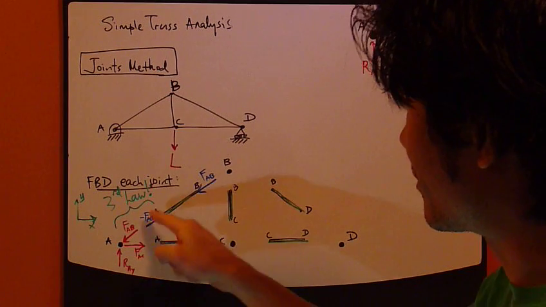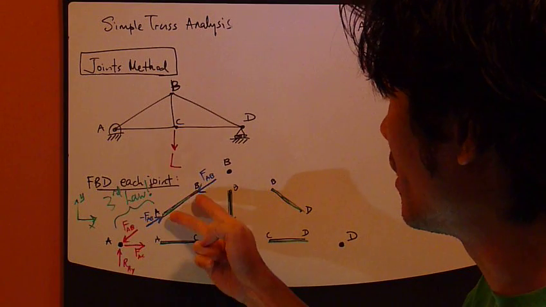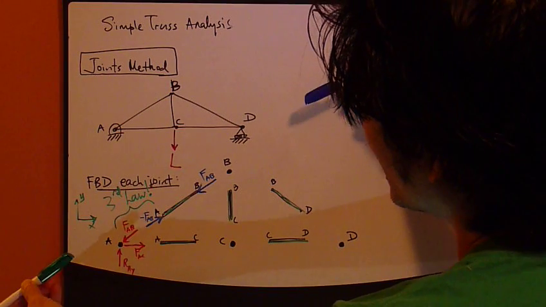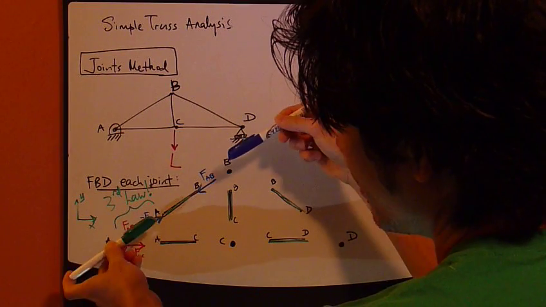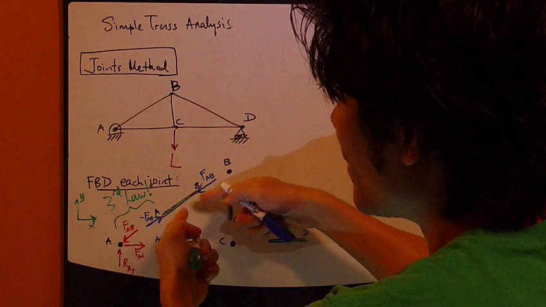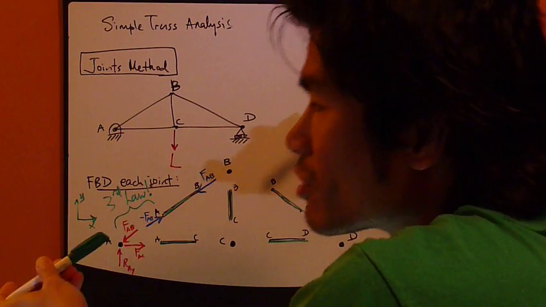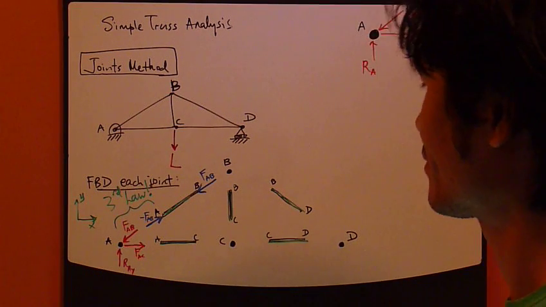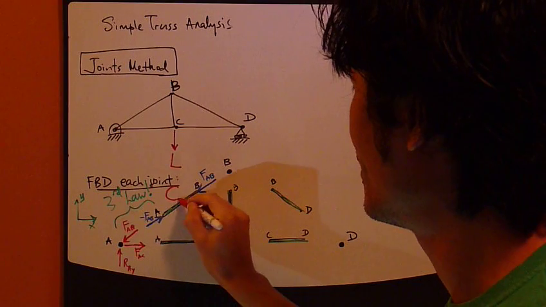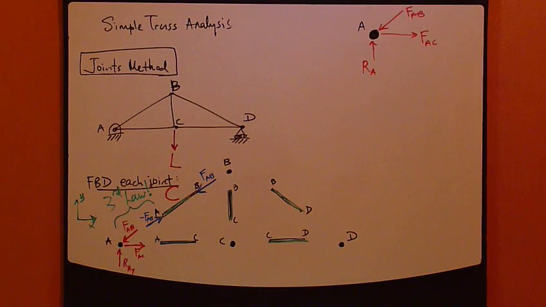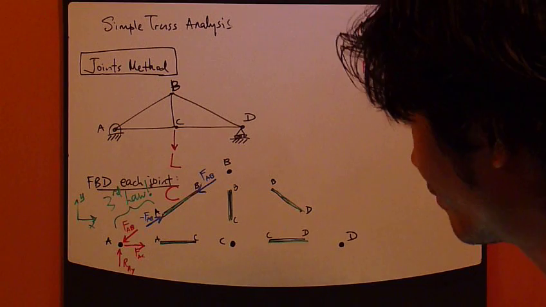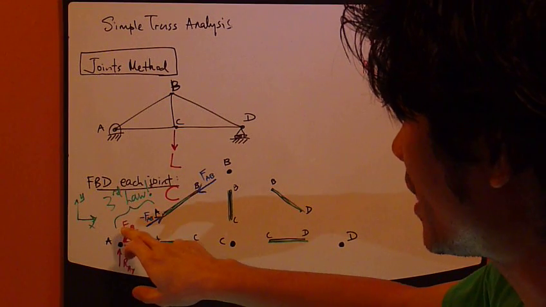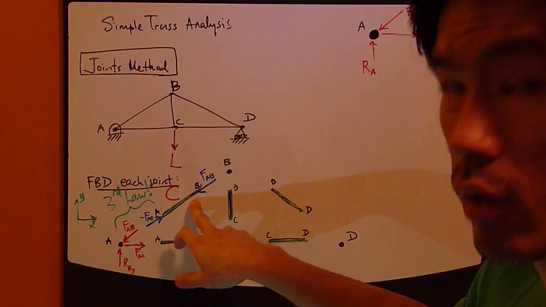Now, look at this picture. Look at this AB member picture. You have these two forces coming toward each other, trying to make this AB shorter and shorter, trying to compress AB. Therefore, FAB represents a compression force. Simple as that. Newton's third law. So FAB is a compressive force.